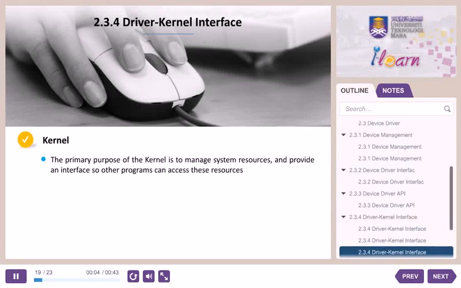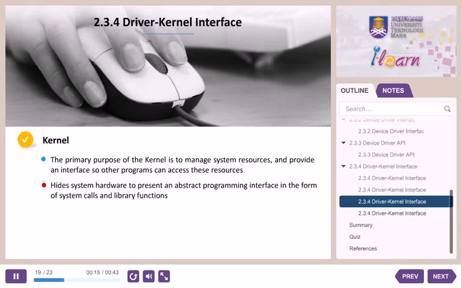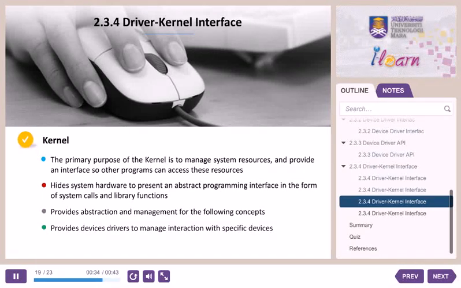Kernel. The primary purpose of the kernel is to manage system resources and provide an interface so other programs can access these resources. It hides system hardware to present an abstract programming interface in the form of system calls and library functions. It provides abstraction and management for the following concepts: processes, resources, virtual memory, file system, and inter-process communication, IPC. It provides device drivers to manage interaction with specific devices. It is written mostly in C, with a little assembly language for low-level processing.